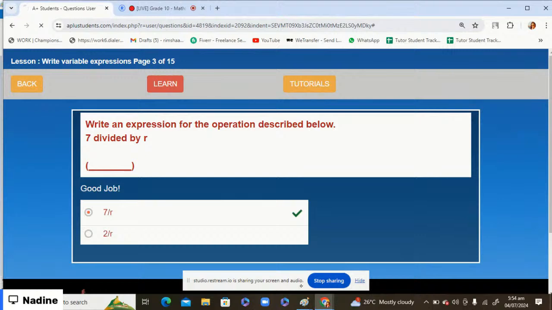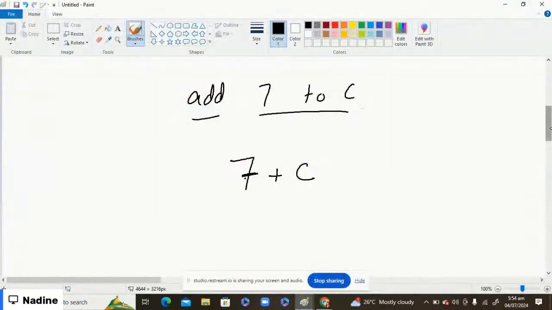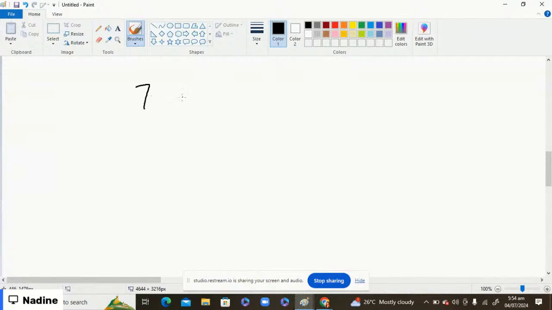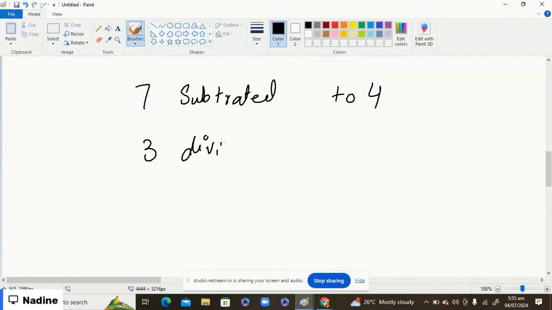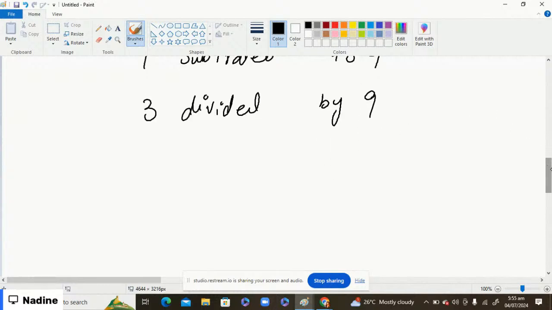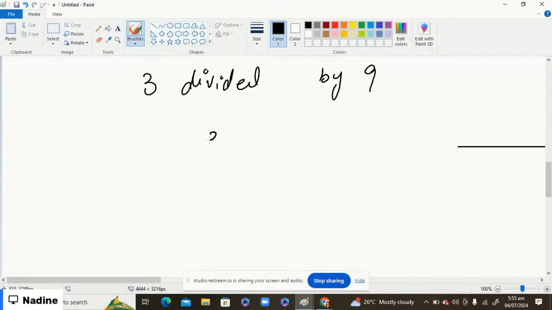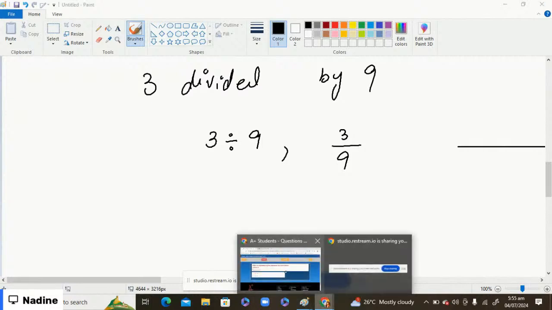Sometimes it's maybe like, for example, 7 subtracted from 4, or 3 divided by 9. When they say 3 divided by 9, how can we write it down? 3 divided by 9, okay, this is one way. 3 divided by 9, this is also the way. If they say 3 multiplied with 9, then you just multiply.